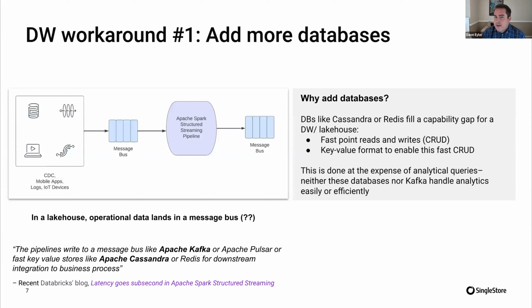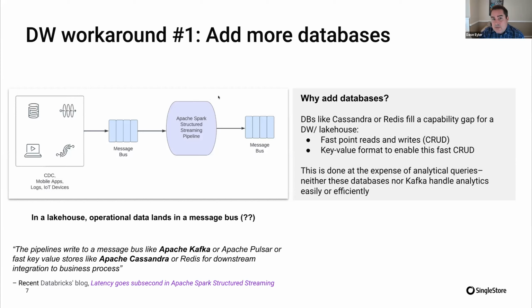It's unclear. You have to read the blog, and it says they write to a message bus like Kafka, which then goes to Cassandra or Redis for downstream integration into a business process. Business process, think front office application, something that matters a lot, that always has to happen. Why are they doing this? Because they need fast point reads and writes. And this is how Cassandra and Redis do this. The problem with these products is they don't do analytics.